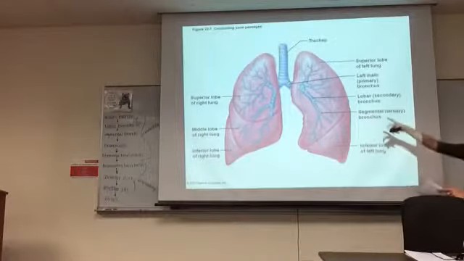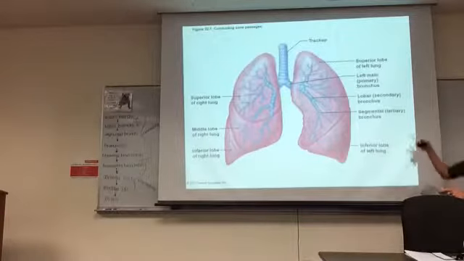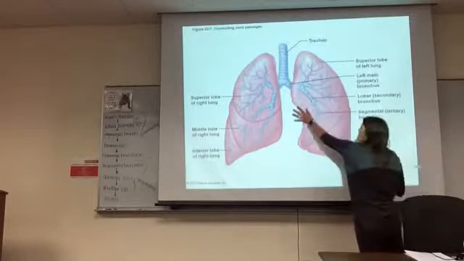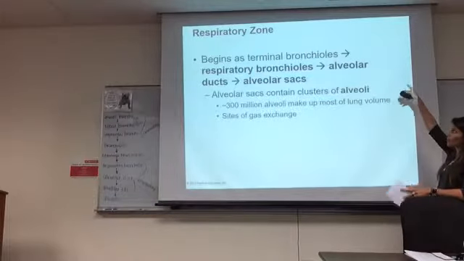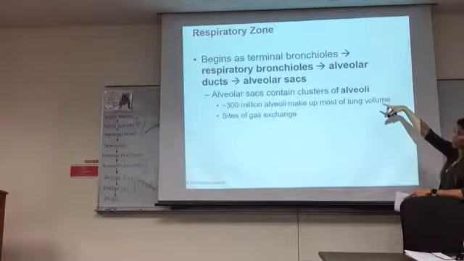This also shows you that you have the 3 lobes in the right lung and just 2 lobes in the left lung. And here's where your heart would sit. So that left lung is displaced by where your heart is. From the terminal bronchioles, we then go to the respiratory bronchioles.